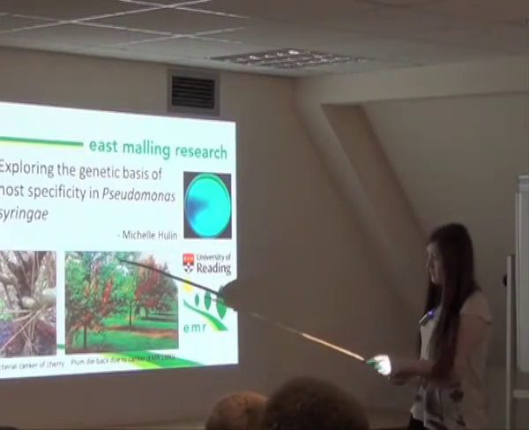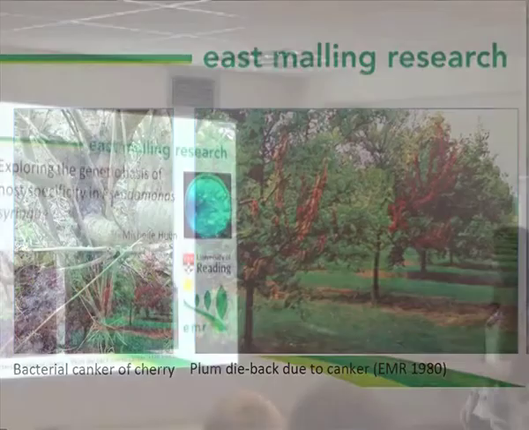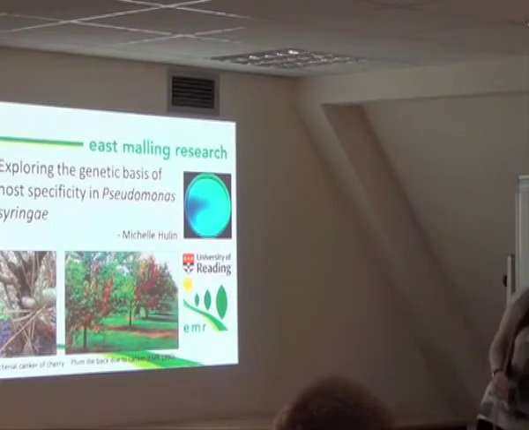Here's a picture I took up at the Rocks Orchard in February, and we have a particularly bad case of canker with the large black necrosis and extensive gummosis beneath the tree. And here's another picture which was taken at EMR in 1980 of plum dieback due to canker, where the cankers occurred further up the branch and caused dieback. And EMR was the place where a lot of the pioneering work on canker was originally done.